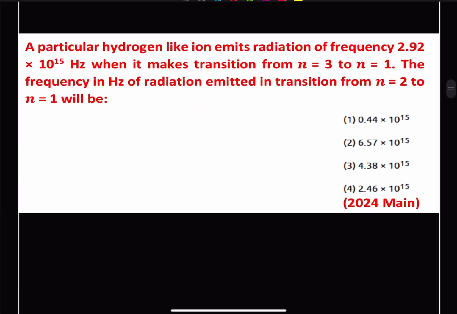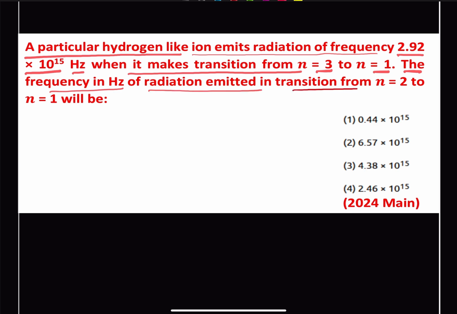It states that a particular hydrogen-like ion emits radiation of frequency 2.92 into 10 to the power 15 Hz when it makes a transition from 3 to 1. The frequency in Hertz of radiation emitted in transition from 2 to 1 will be. So it is given that for transition 3 to 1 the frequency is given, and we have to find out for 2 to 1.